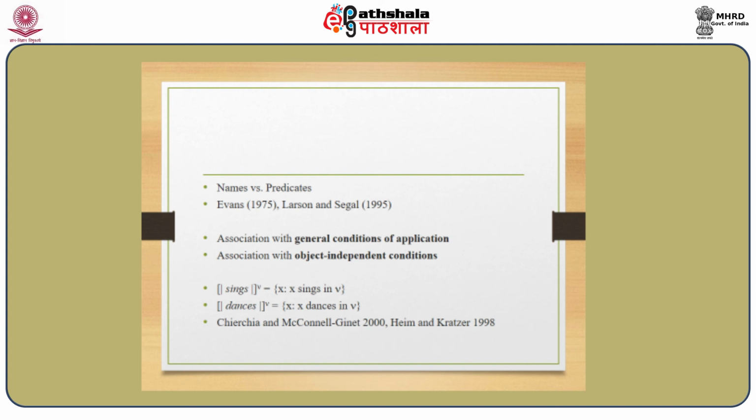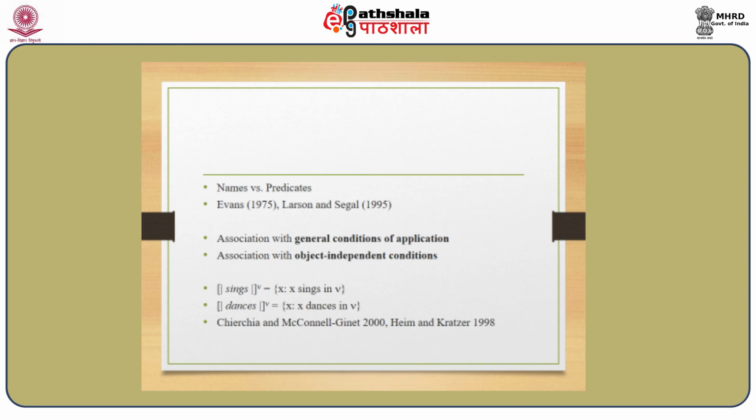Basically, this is what we say. The semantic value of the English verb sings in the circumstance nu is the set of all those things that sing in nu. Similarly, dances, the semantic value in nu is the set of those things which dance in nu.